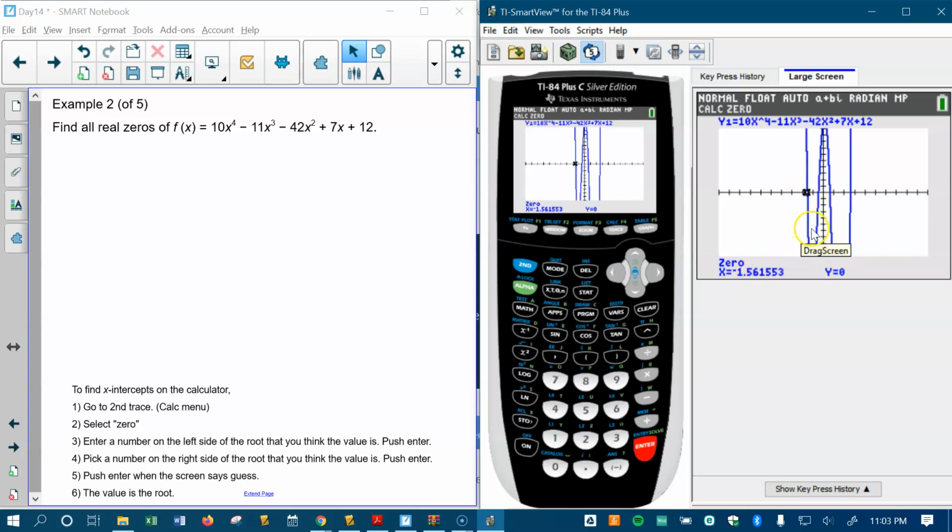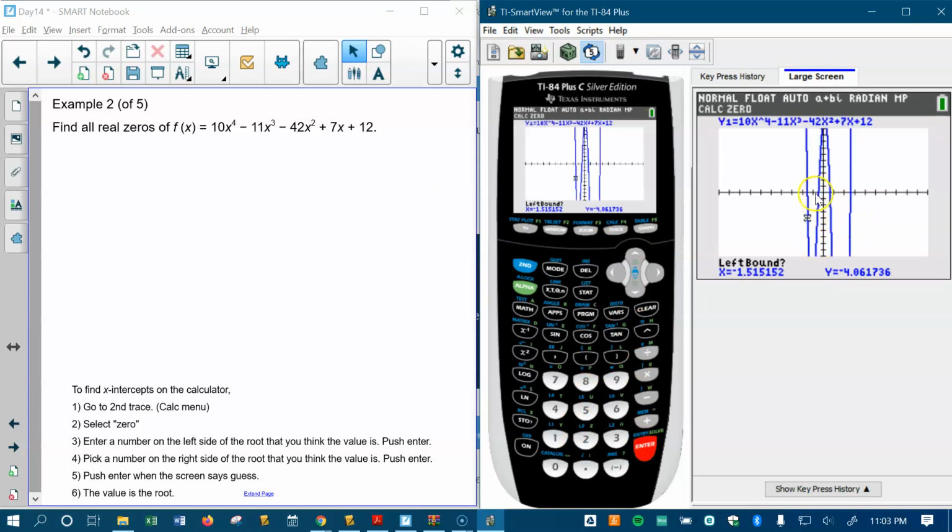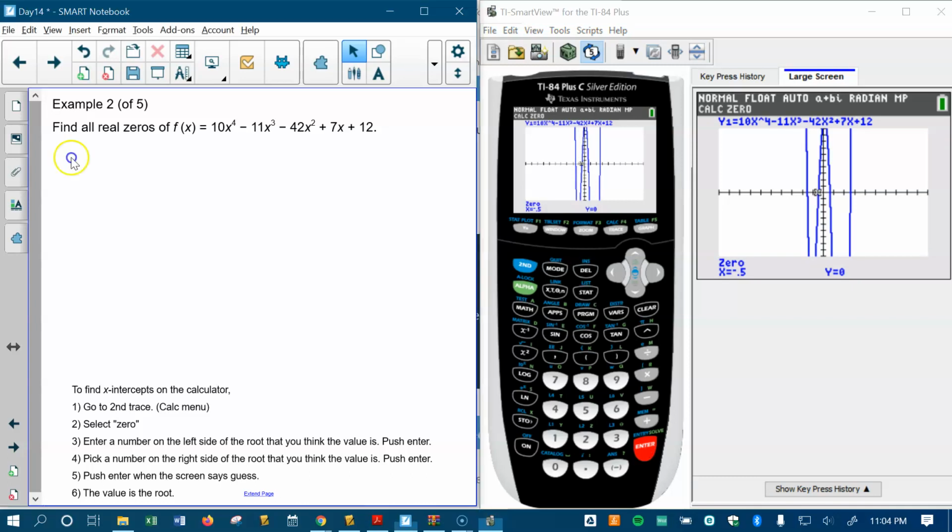So now let's go to this x-intercept. Repeat the process. Go to second trace and 0, which is option 2. Okay, this time I'm going to pick -1 and 0. I'm going to see what roots are around -1 and 0. So on the left side, -1, enter, and 0. Guess is enter. Oh, way better. Way better. Let's write that down. So x is equal to -1/2. -0.5.